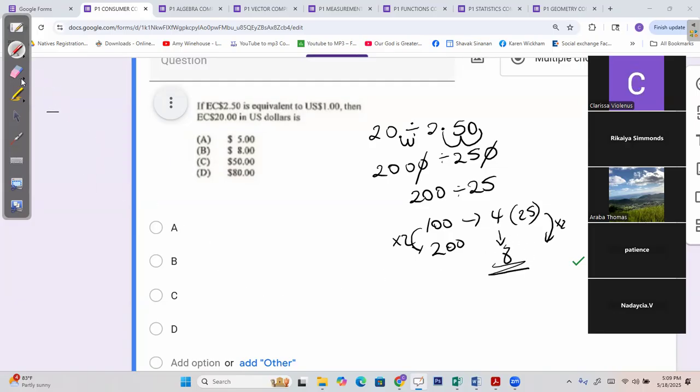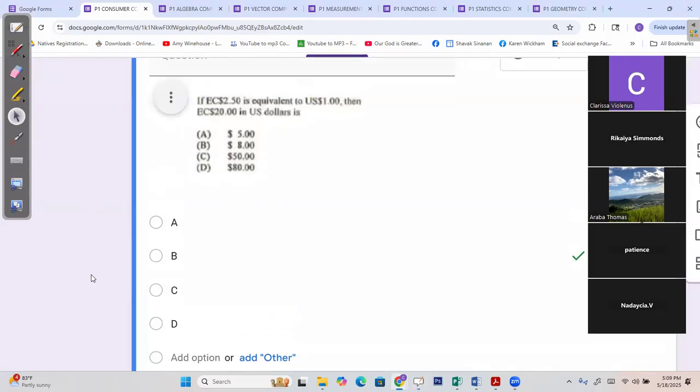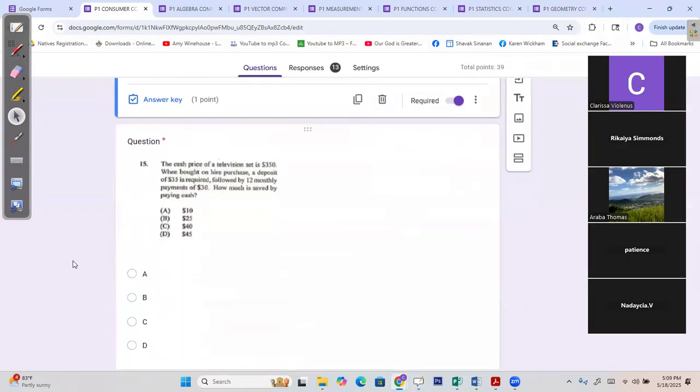So I find the first way was easier. I don't know which one y'all think was easier for you, the first one or the second version. Yeah, the first one, right? So hopefully this is showing you how to do your quick calculations.